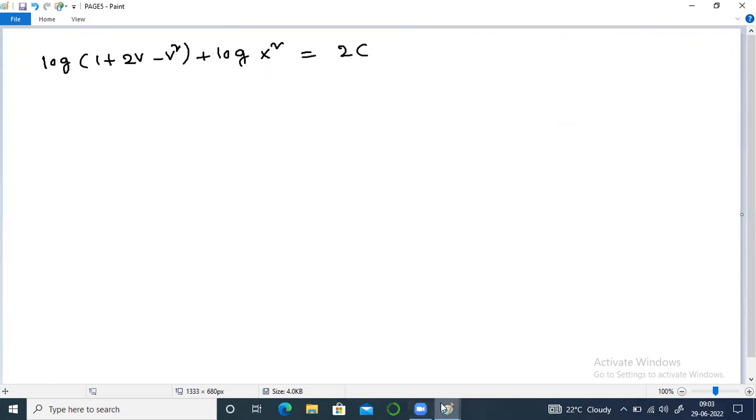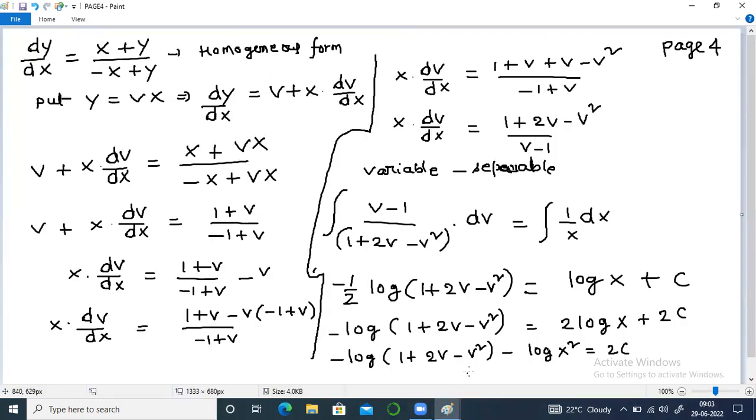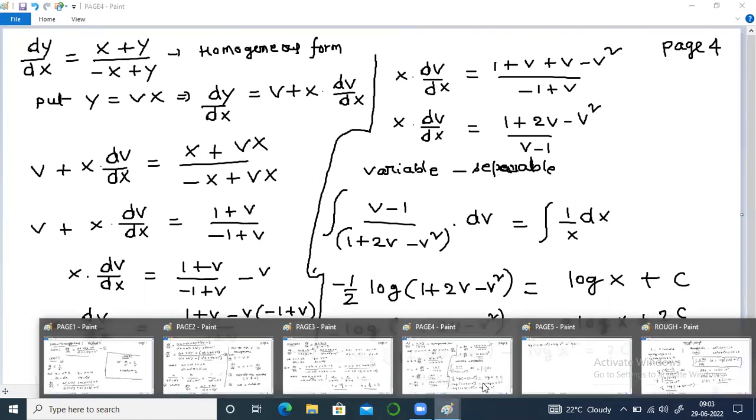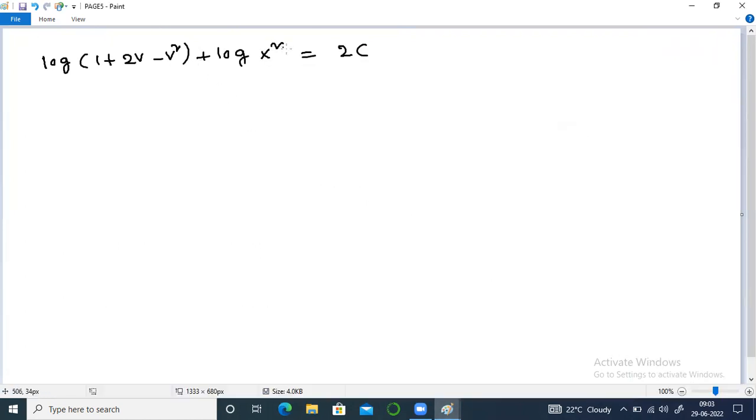Let me check. Log 1 plus 2v minus v square plus log x square. Okay, minus, I am taking that side. Plus log x square. Log a plus log b, I can write like log ab. Log 1 plus 2v minus v square into x square is equal to minus 2c. So I am removing log, because I can write e power minus 2c.